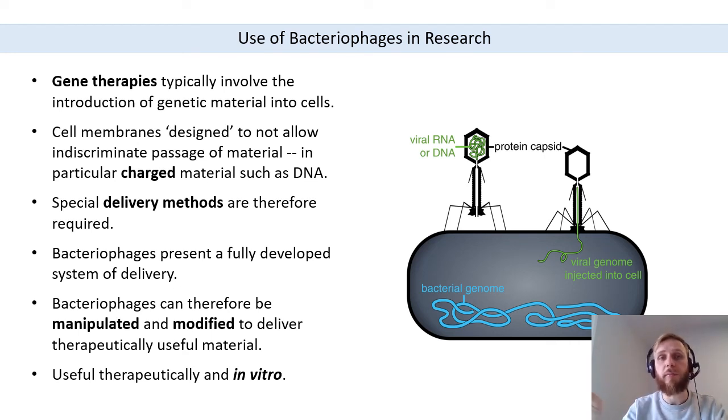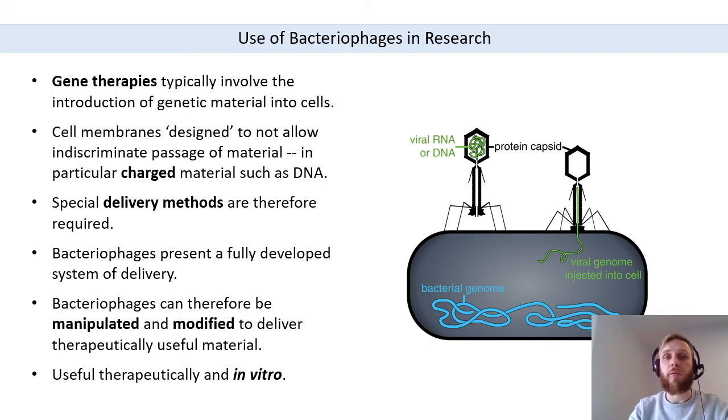There's a good reason for this, because cells need to control their boundaries. They need to control their borders. They can't just have things moving in and out at random. It would be a disaster for the cell. And that's why the cell membrane functions, to keep certain things out and keep certain things in. But as a consequence of that, experimentally, it's really difficult to introduce genetic material to a cell. Bacteriophages potentially provide a strategy for us to present genetic information into a cell despite this barrier.